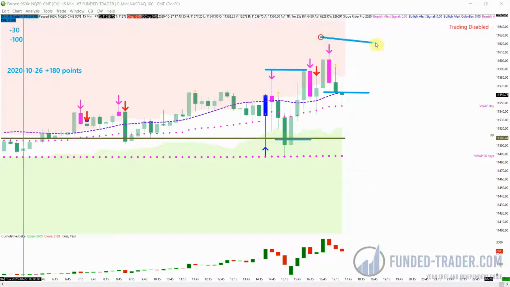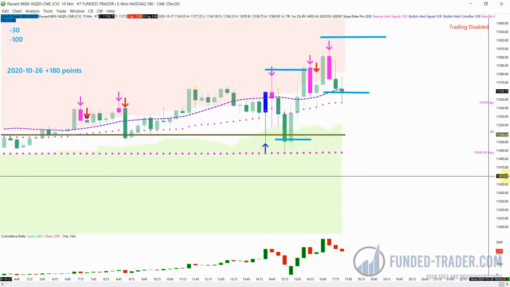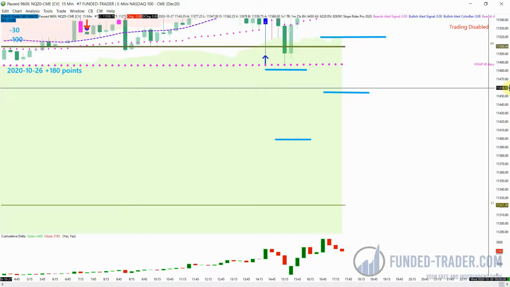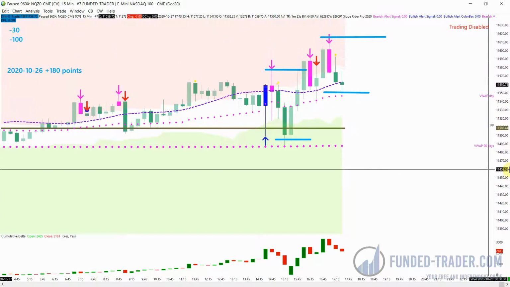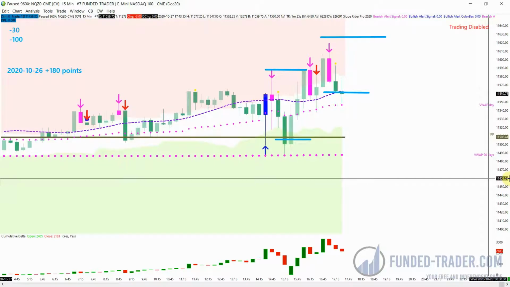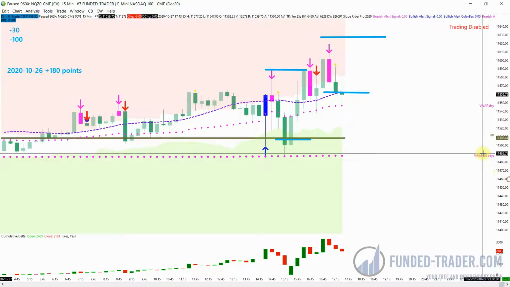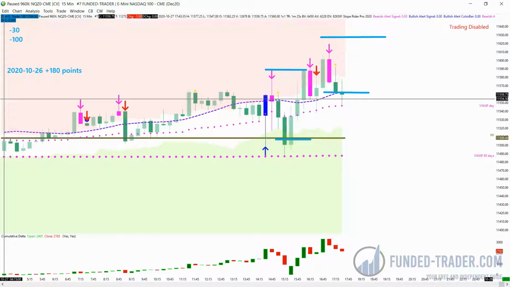11,560, stop loss 11,630, 70 points risk. And I don't know, but stop loss, maybe keep trailing the stop loss and aim at the pivot S1 if you get a nice move down.